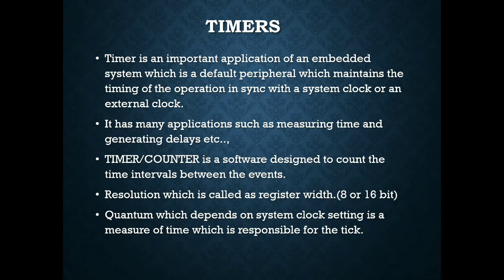Now, what is a tick? A tick occurs when it changes from 1 to 2, 2 to 3. So this is a tick. There will be an increment of 1. Now, the period of a tick depends upon the quantum. Quantum is a measure of time responsible for a tick and purely depends on the system clock. Now, in PIC, we have three timers: timer 0, timer 1, and timer 2.